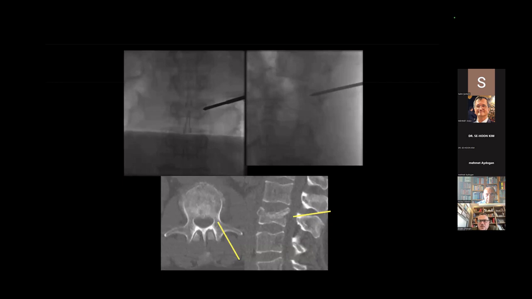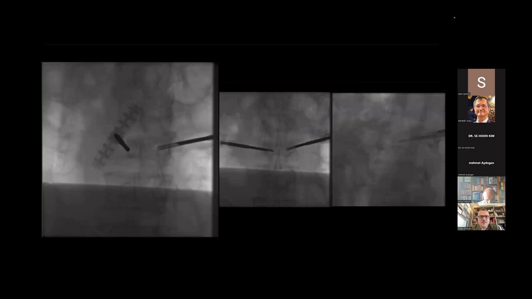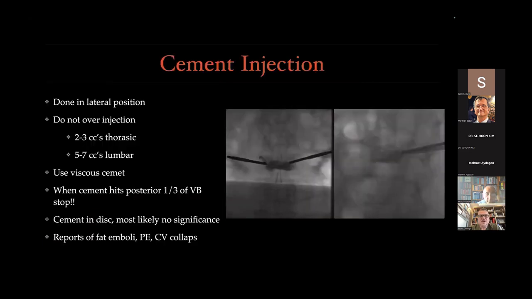We are using fluoro, or if you have a CT, always remain at the red line. Don't cross the red line. Don't disrupt the medial wall of the pedicle. We can see the bilateral transpedicular approach, and then cement injection.